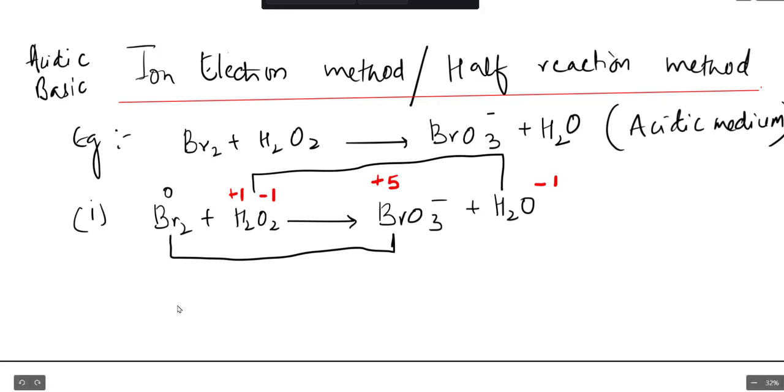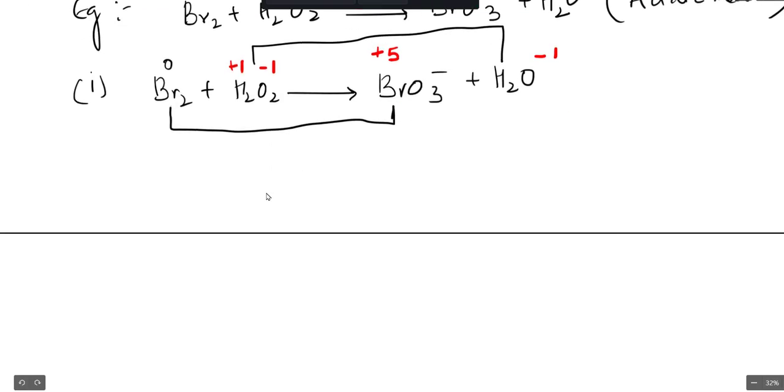Done. So bromine to bromine, hydrogen to hydrogen. Why? Here the oxygen valency is -1, here also -1. So I need to compare hydrogen. How is it changing? Then gradually what will I do? I'll divide the page into two equal halves, or first I'll write which is the oxidation half cell reaction and the reduction.